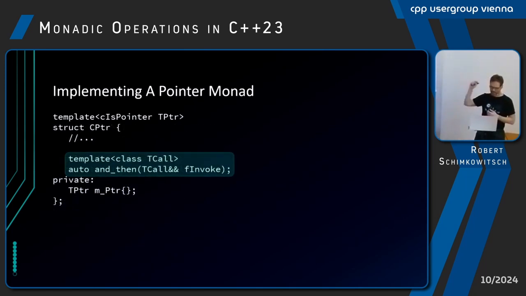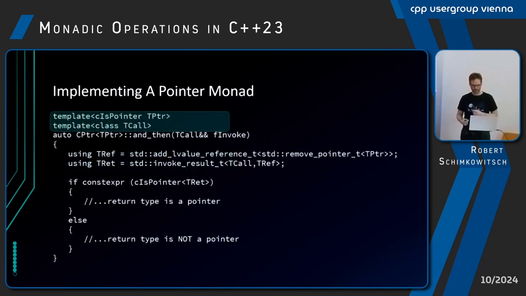And now comes the fun part, the and_then. So we have to pass a function, a callable, and I do that by template argument. And the return type is also a template argument, because we will have to determine it based on what the callable gives us. And in the implementation, we start by specifying our template arguments. TPtr is the class template argument, and TCall is the function template argument, the callable.